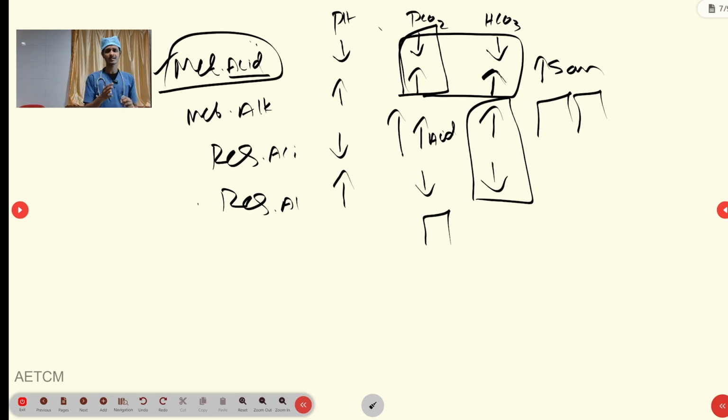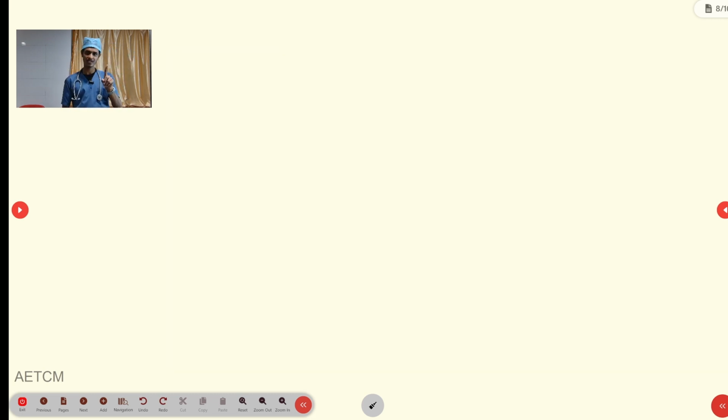Then we'll move on to the most important thing: how we have to interpret the ABG, the basic acid base disorder. Whenever you get your ABG, see the pH value first. By seeing the pH value, we can fix our mind whether it is acidemia or alkalemia. Clear? Second, to differentiate metabolic from respiratory, see the PCO2 value.